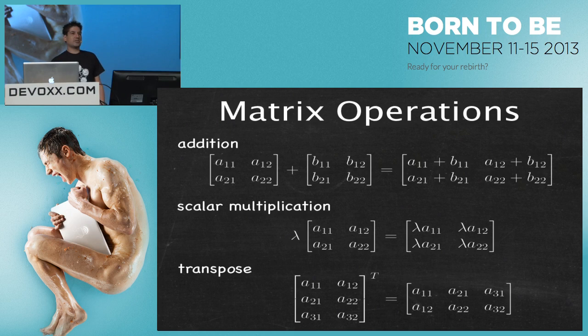When we add them together, it's quite simple. You take the element in the top left corner and you add it to the element in the top left corner of the second matrix, and so on for every other one. When you multiply a matrix by a number, so lambda here could be 10, you'd get 10A1, 10A2, and so on. Really simple. Transpose, what we're doing is we are flipping the matrix along its diagonal so that everything that was in the first column, A1, A21, A31, becomes everything in the first row. Everything in the second column becomes everything in the second row.